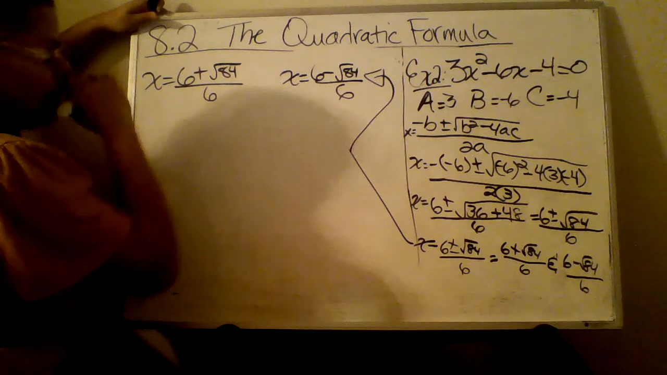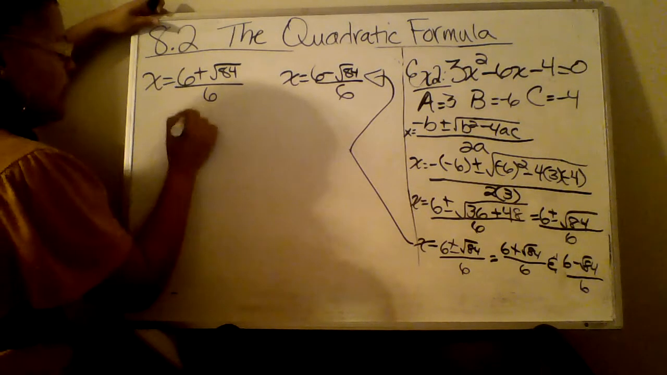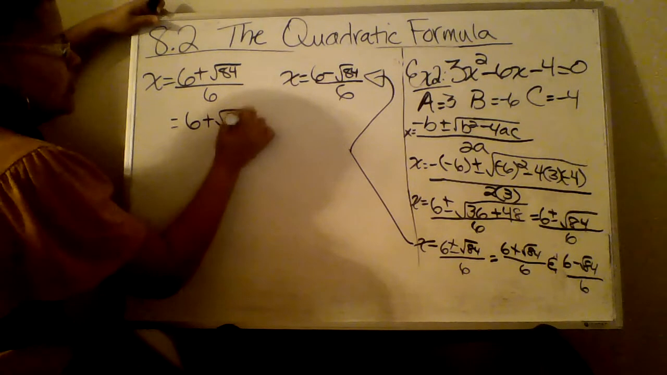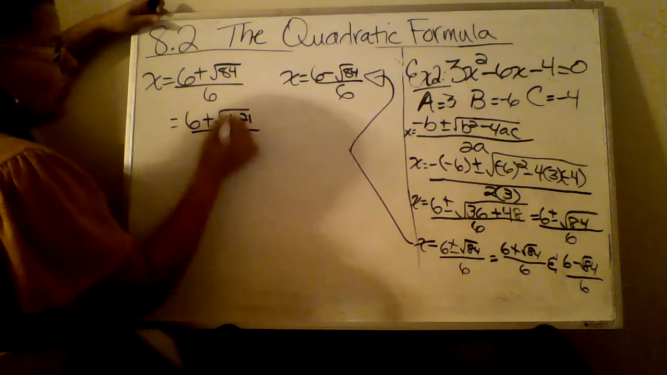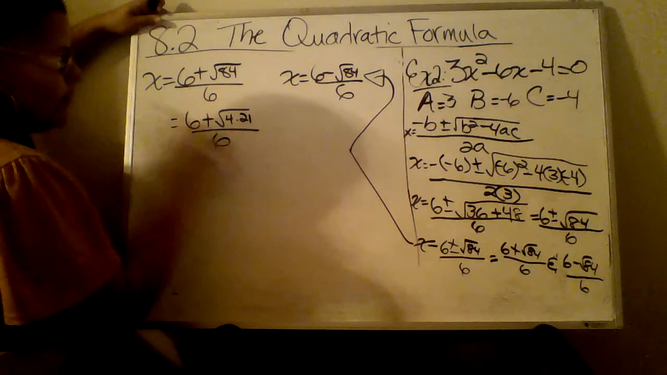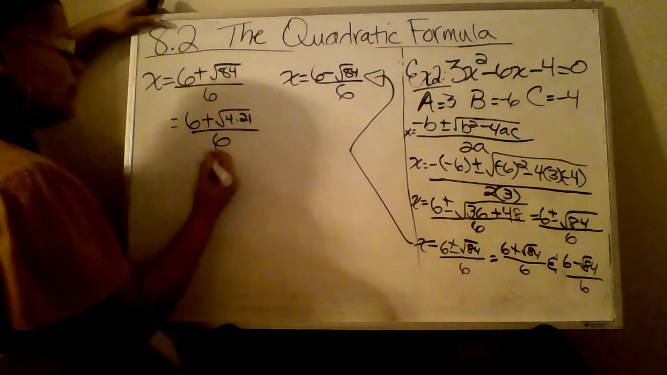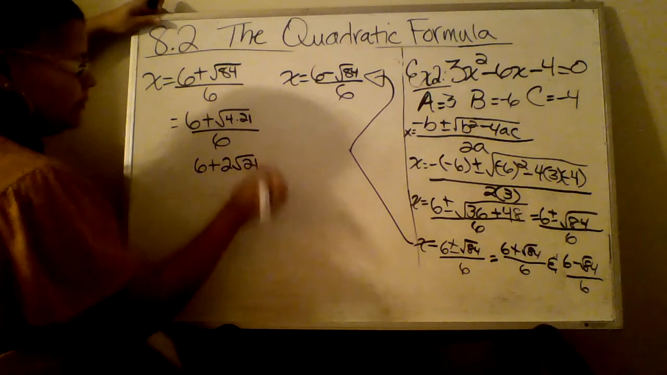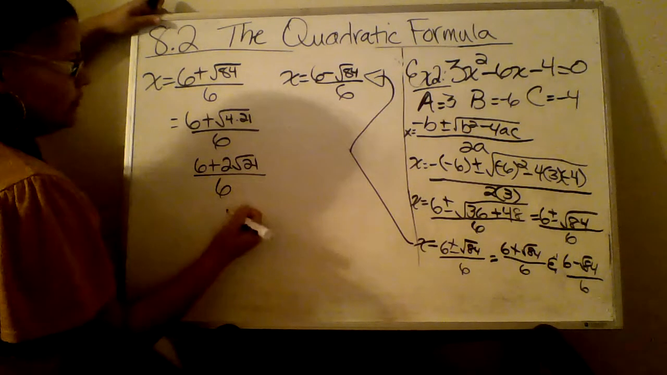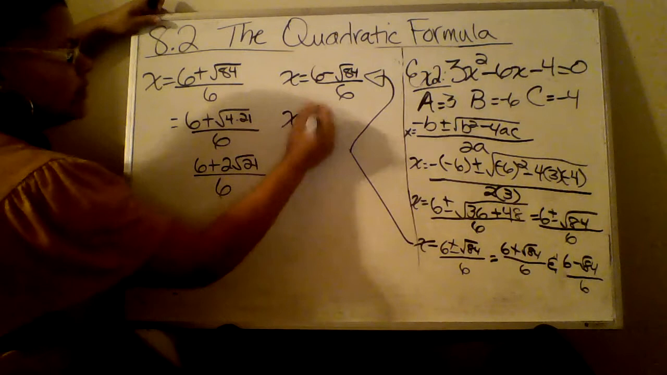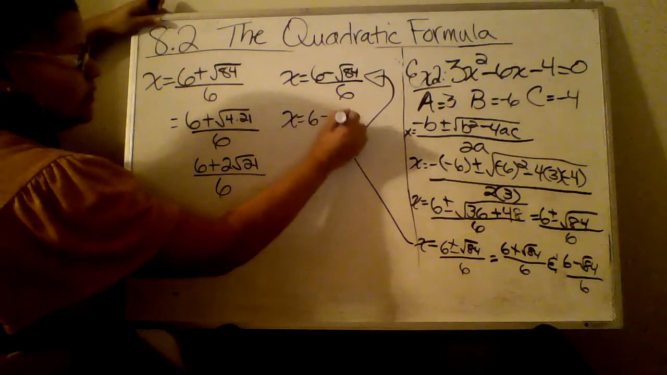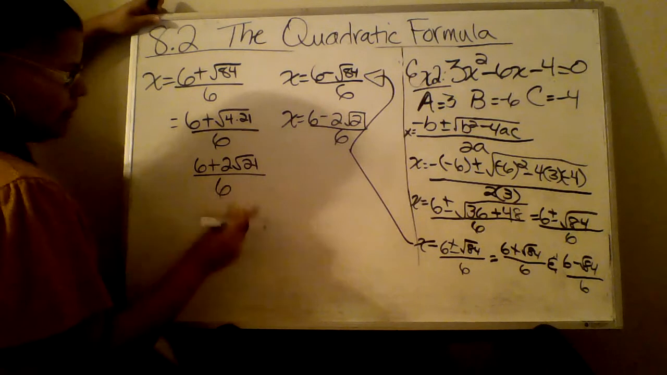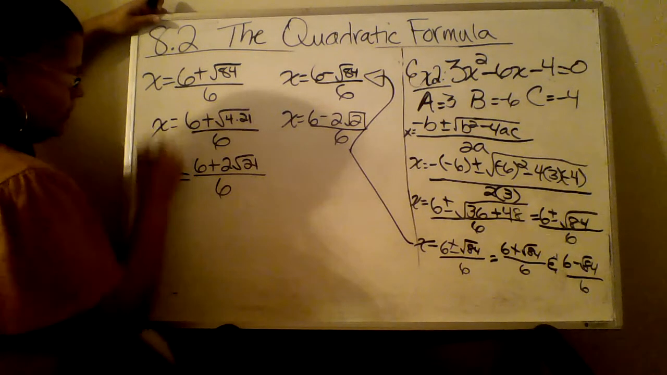Alright, so the square root of 84 can actually be split into 4 times 21, and we can take the square root of 4, which is 2. So then we can call this 6 plus 2 radical 21 over 6. Same thing applies over here too: 6 minus 2 radical 21 over 6. So same idea. Now we're going to do some solving.